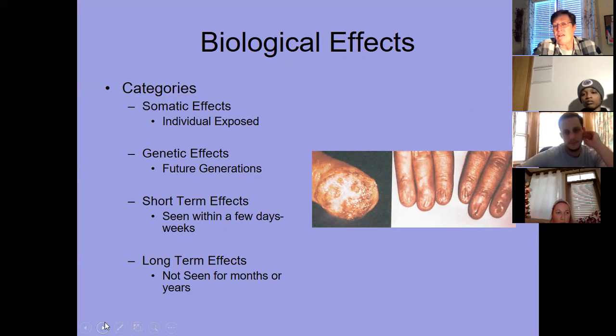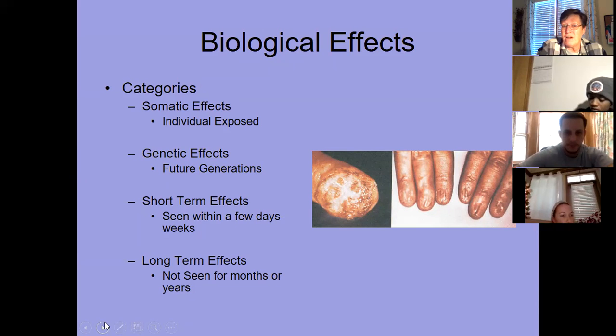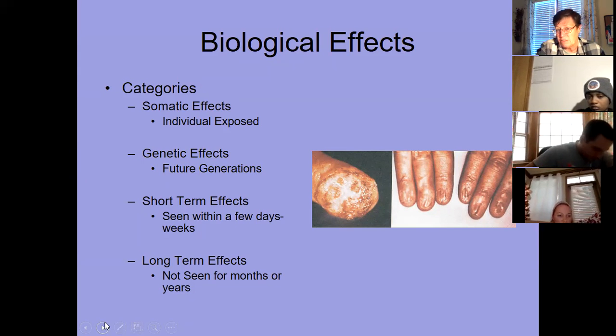We can describe biological effects as short-term. That means we're going to see them within a few days or up to a few weeks after exposure, or they can be long-term, which means they may not be seen for many months or even many years. We talked about in the last class the acute radiation syndromes. Those are short-term effects or acute effects. The things that we'll talk about today, like I said, are long-term effects.